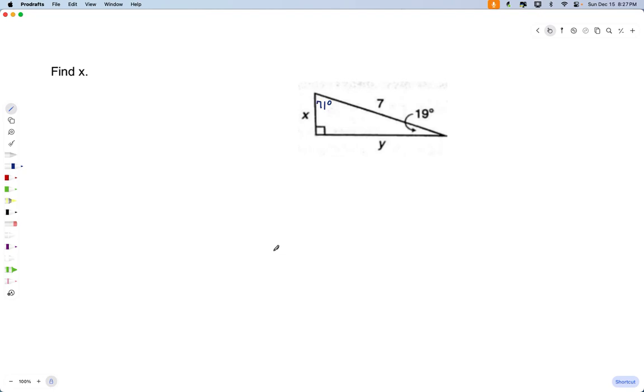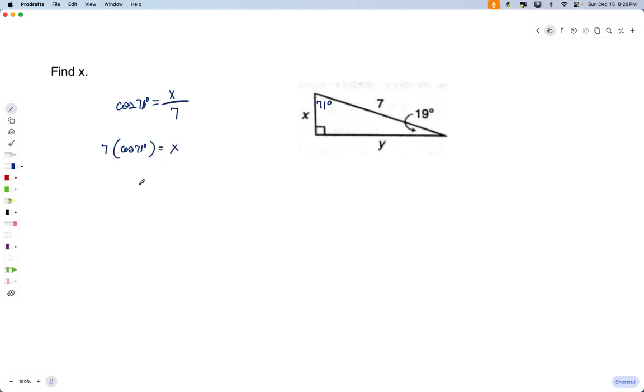Excuse me. So if I want to use the cosine of 71 degrees, that would be the adjacent x over the hypotenuse of 7, which would really be 7 times the cosine of 71 degrees is the value of x. Because that would be the other side with the hypotenuse that's making the 71 degree angle.